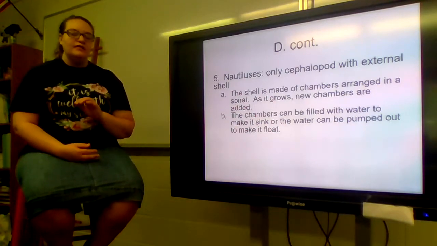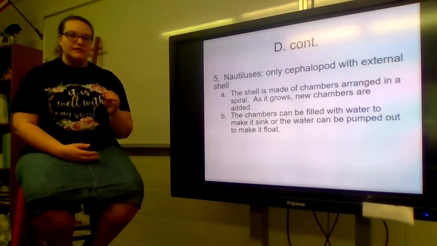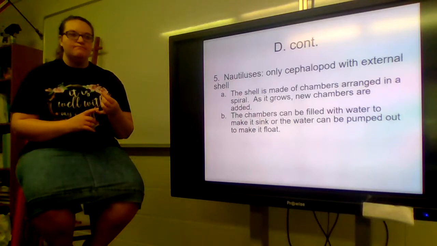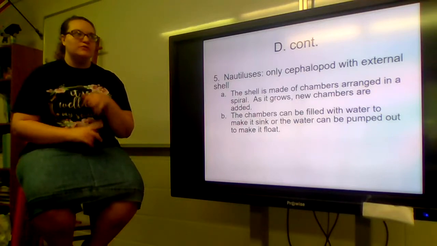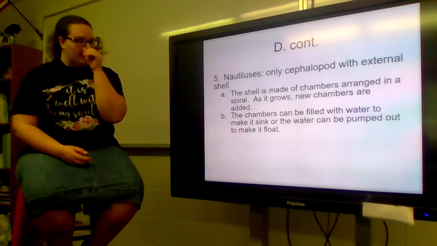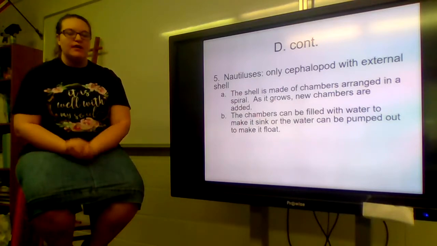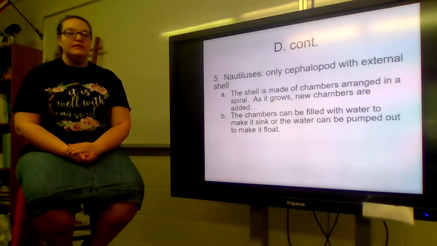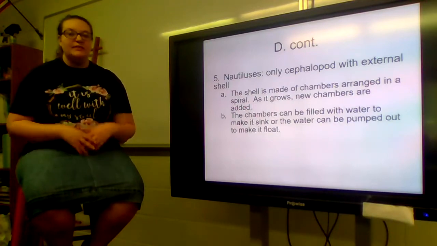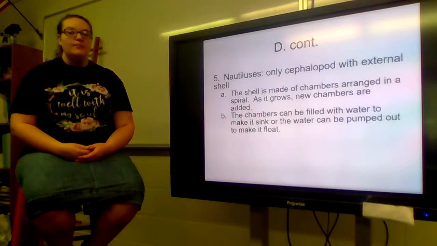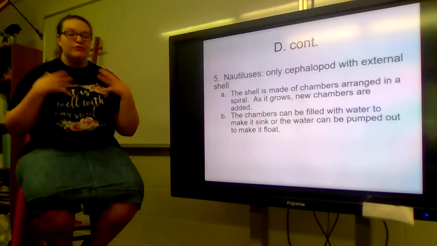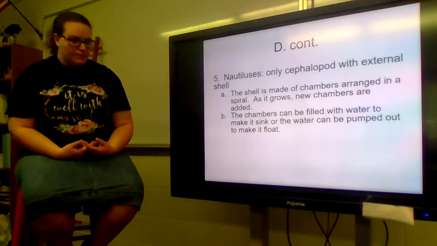Now, with some shelled organisms, like hermit crabs, they have to get a new shell every time they grow. But with a nautilus, their shell grows with them.